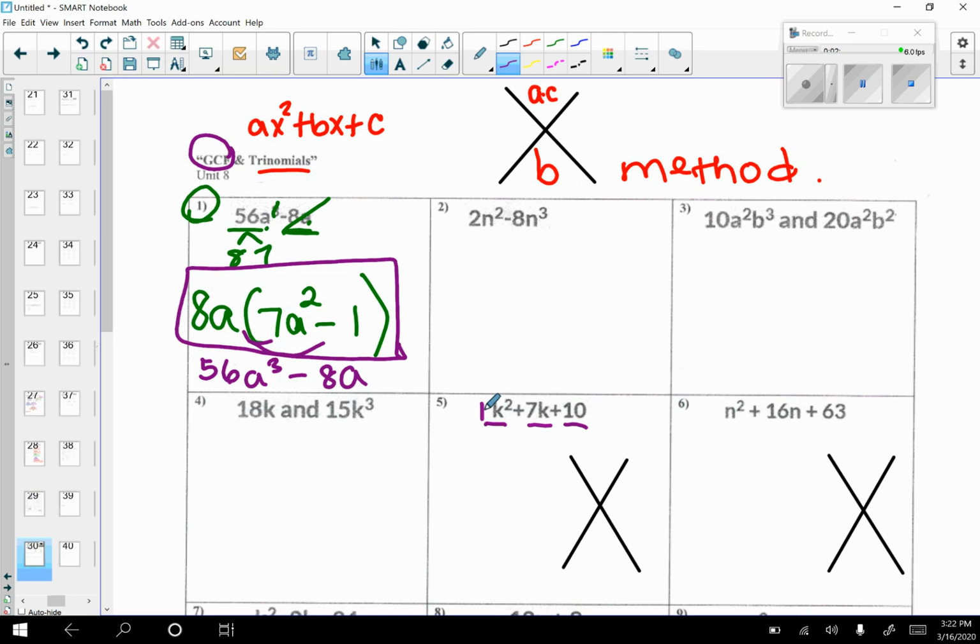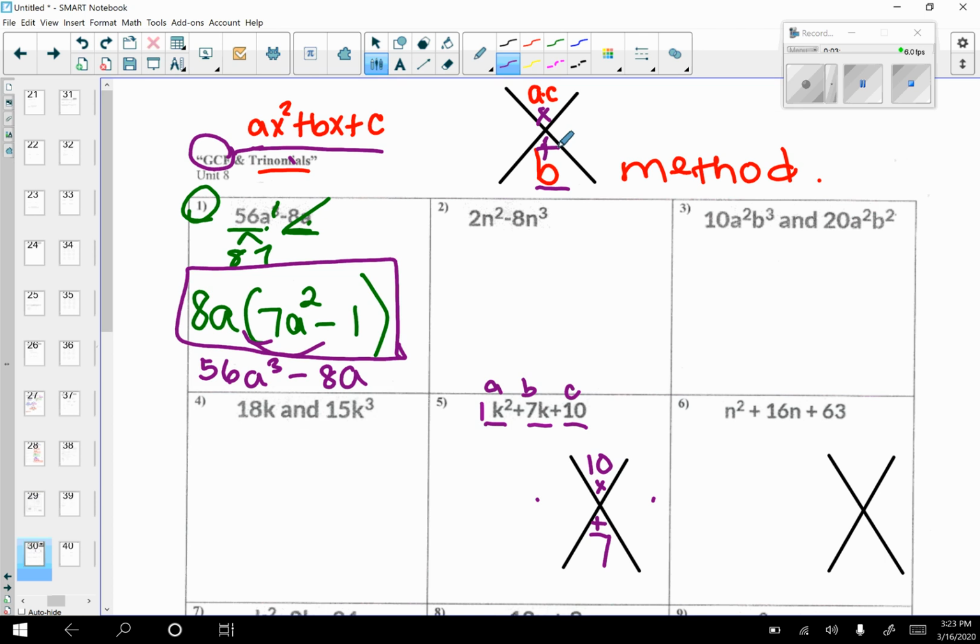And the X method says take your A times C. Well, A is going to be 1 most likely, so 1 times C, right? This is A, B, C from this form: AX squared plus BX plus C. So I'm going to take my A times C. 1 times 10. That's 10. That goes up here on the top of my X. And down here is my B. Okay? And what this fun little game says is, what are two numbers that multiply to 10 and that add to 7? Two numbers that multiply to AC and add to B.